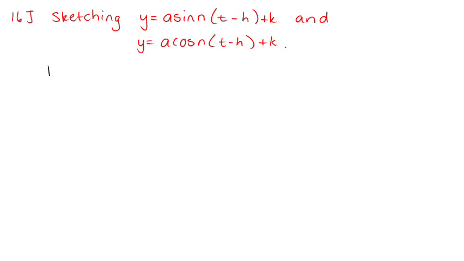So k moves the graph vertically. Same as always, if it's a positive k, then it's moving up. If it's a negative k, then it's moving down. H is the one that's opposite.